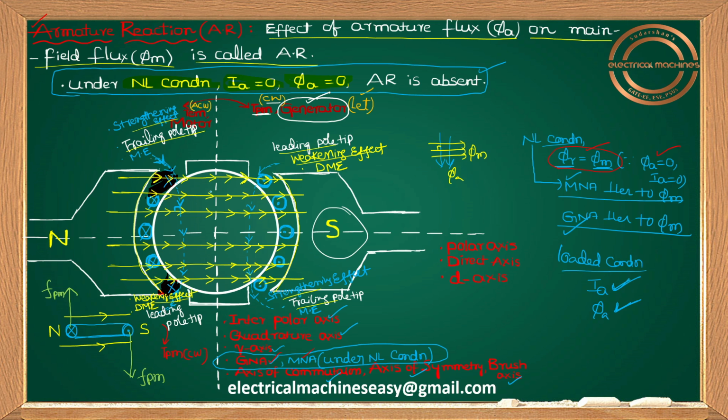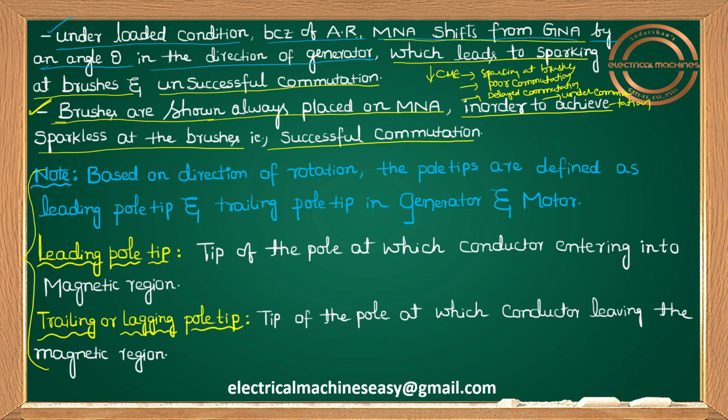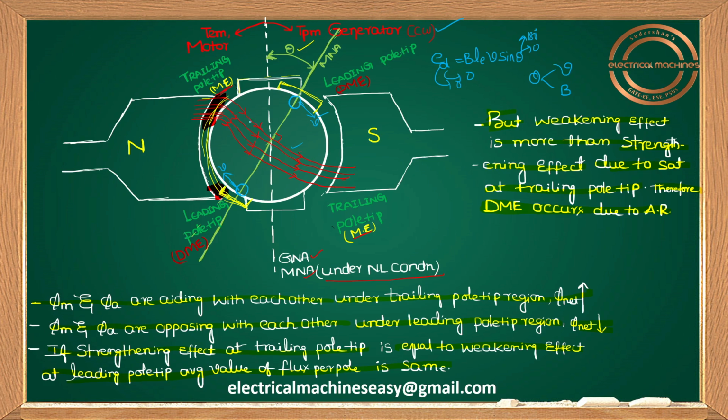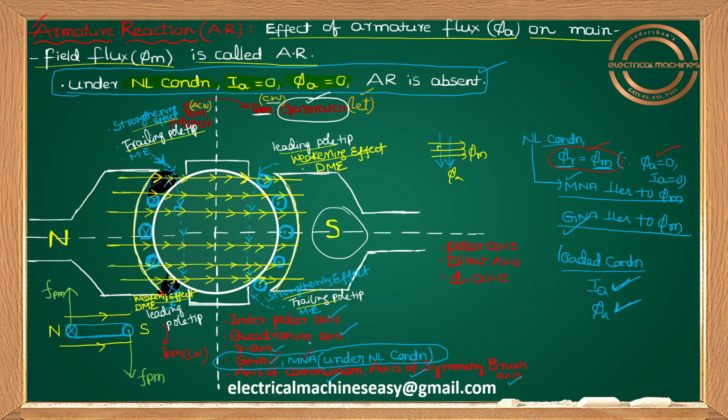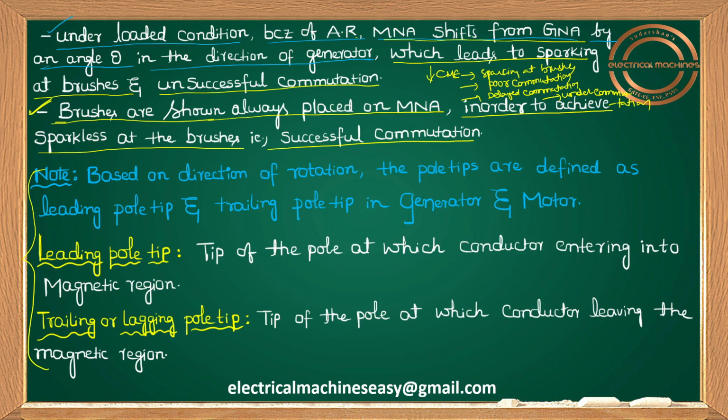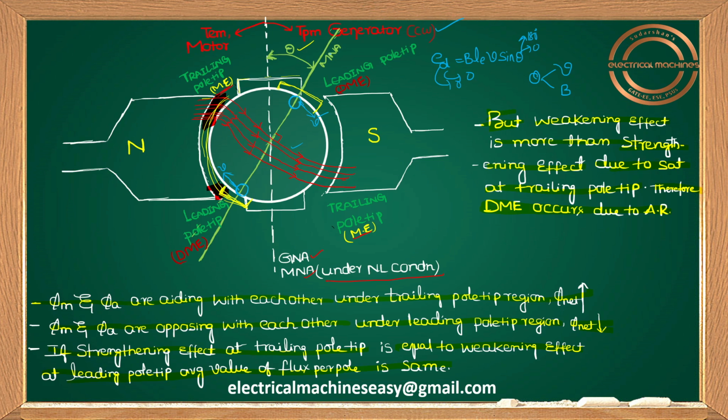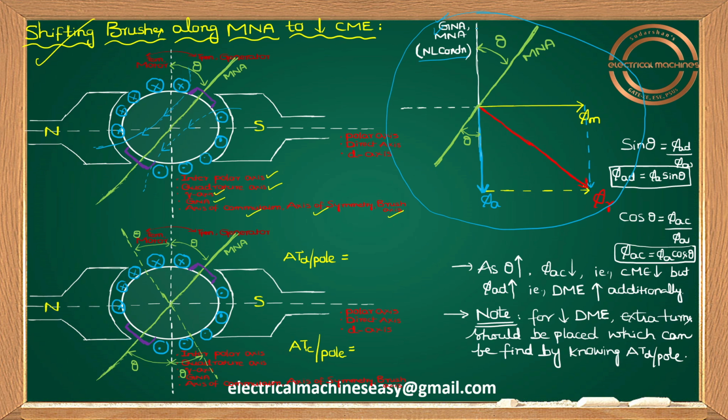If you observe clearly here, to help you understand, I'm using yellow color for main flux, blue color for armature flux, and red color for resultant flux. Please try to have that differentiation so that you'll have some clarity. Initially under no load condition, GNA and MNA are coinciding with each other. Now guys, under load condition, MNA shifts from GNA by an angle of theta.